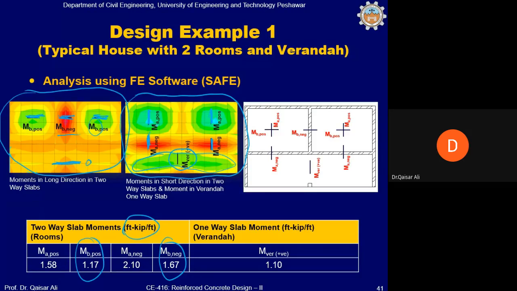So MA positive is 1.58 from the software. MA negative, it is the true value, it is 2.10, and M veranda, positive moment in the veranda, it is 1.10. These are the finite element analysis results, okay. यहाँ तक clear है?